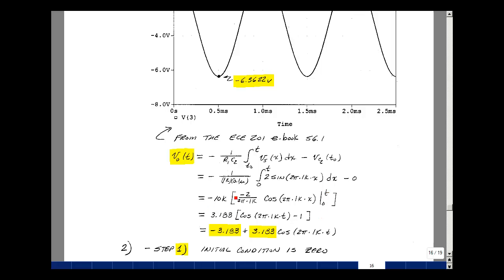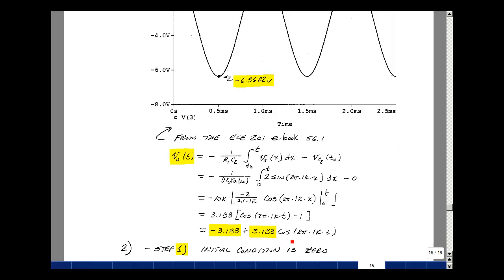All of this multiplied out is 3.183 times the cosine evaluated at the upper limit, and then minus the value at the lower limit, but the cosine of 0 is equal to 1. I've got this term times 3.183, and I've got this times a minus 1. So my value is minus 3.183 plus 3.183 cosine of 2 pi 1kt.